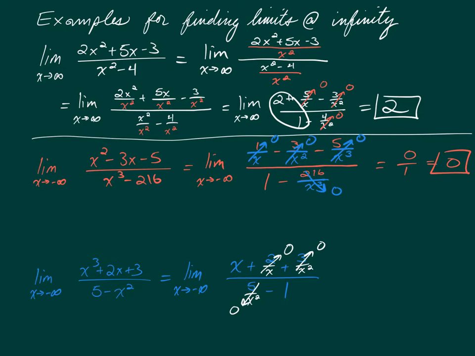So we're left with a limit as x approaches negative infinity of x over negative 1. Well, if you substitute this negative infinity in for x, you'll get a negative infinity over negative 1. And a negative divided by a negative is positive. Infinity divided by 1 is still infinity. So the final answer will be infinity for this example.